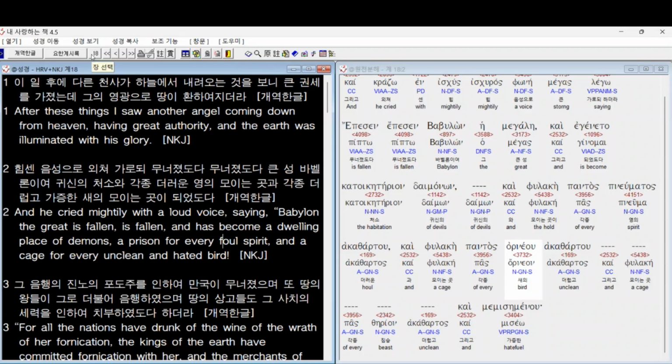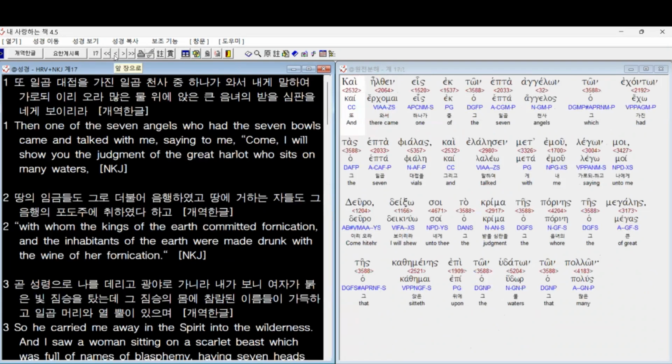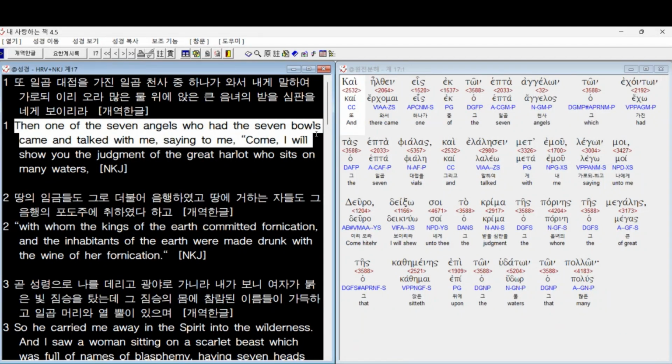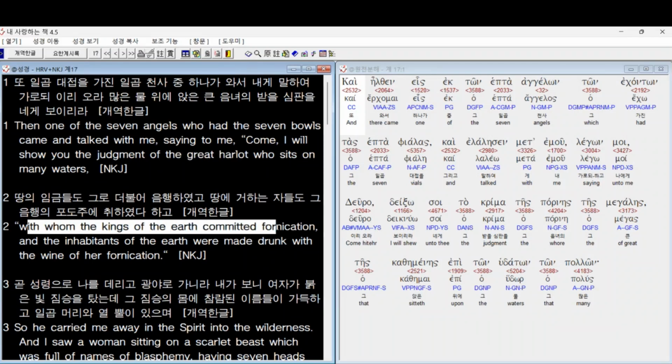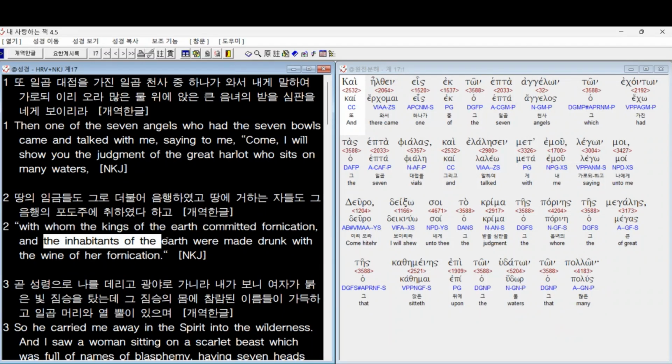When we come back to chapter 17, verse 1, then one of the 7 messengers who had 7 bowls came and talked with me, saying to me, come, I will show you the judgment of the great harlot, who sits on many waters, many different knowledge. Knowledge and thought are the water, right? The great harlot, the woman, the prostitution, she's sitting there. Babylon, with whom the kings of the earth committed fornication. And the inhabitants of the earth were made drunk with the wine of her fornication.